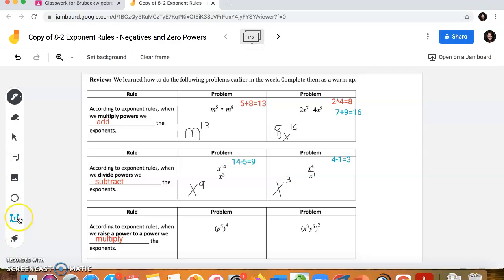For the bottom set, we have powers to a power, so we multiply. So we're going to do 5 times 4, which is 20. So our answer here is p to the 20th power.